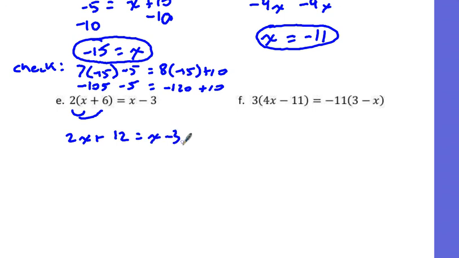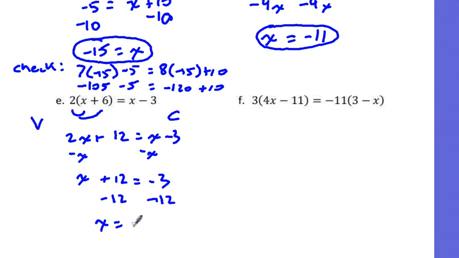At this point we have simplified the expression on the left side. The expression on the right side of the equal sign already was simplified, and so we work to get our variables on one side, our constants on the other. I will subtract x. So x plus 12 equals negative 3. We will subtract 12. X equals negative 15. This also will check when you substitute back in to the original as I've modeled for you before.